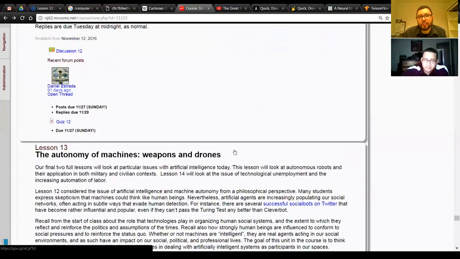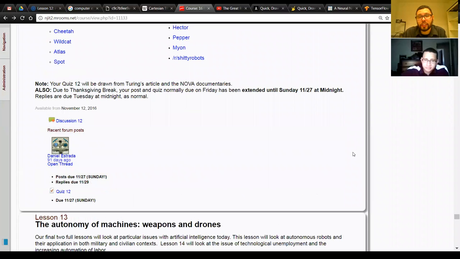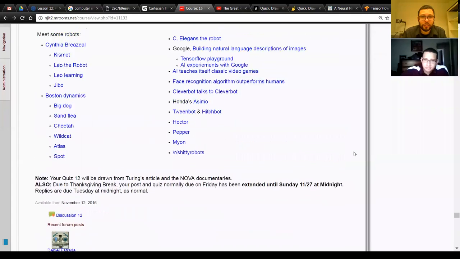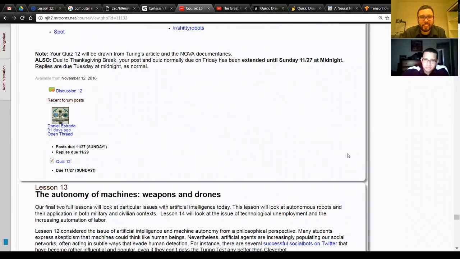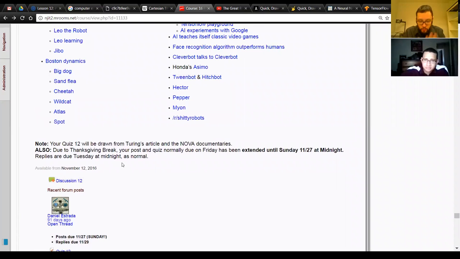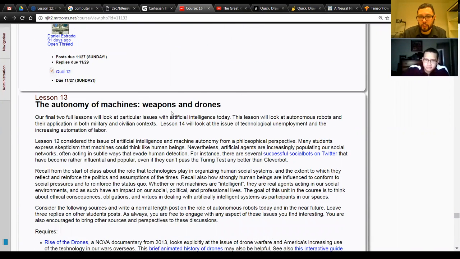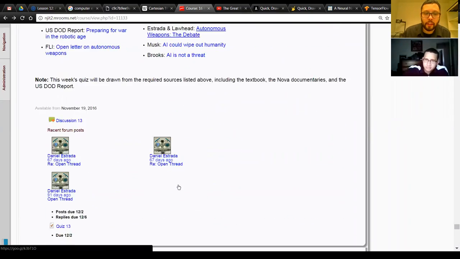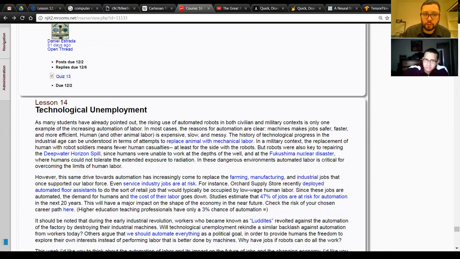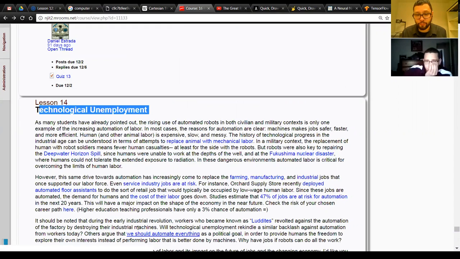Try to keep it as philosophical as possible, but also try to keep it as grounded in the science as possible. Do some research, look up what psychologists know, what cognitive scientists know, what neuroscientists know about how the brain works. Don't just talk about science fiction movies. This time you're free to talk about any aspect of artificial intelligence that you want. Next time we'll talk about weapons, drones, and a little bit more about social robots. Week 14, our last full lesson, is technological employment, robots taking our jobs.